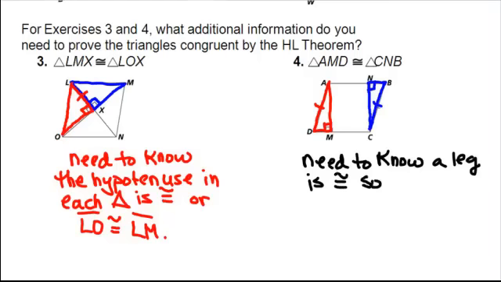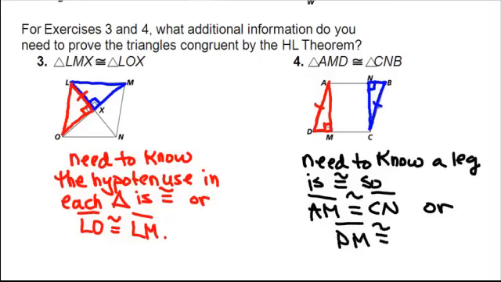So either AM would have to be congruent to CN, or the other leg, DM, would have to be congruent to BN. It would not make a difference as long as one or the other is marked. That's what I would need to know.